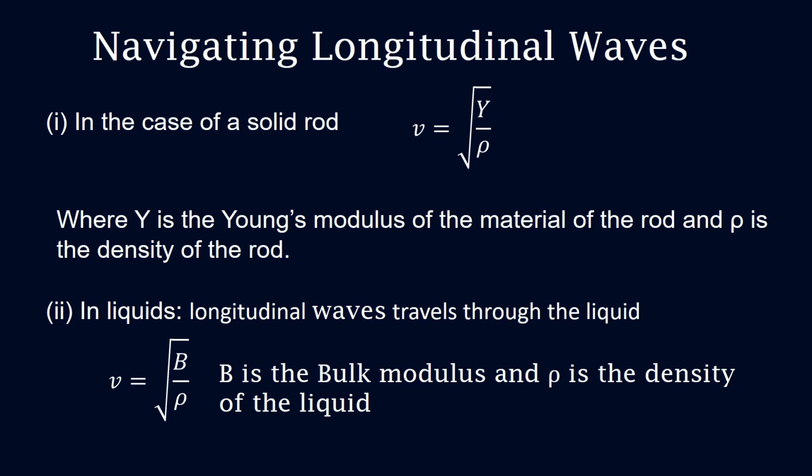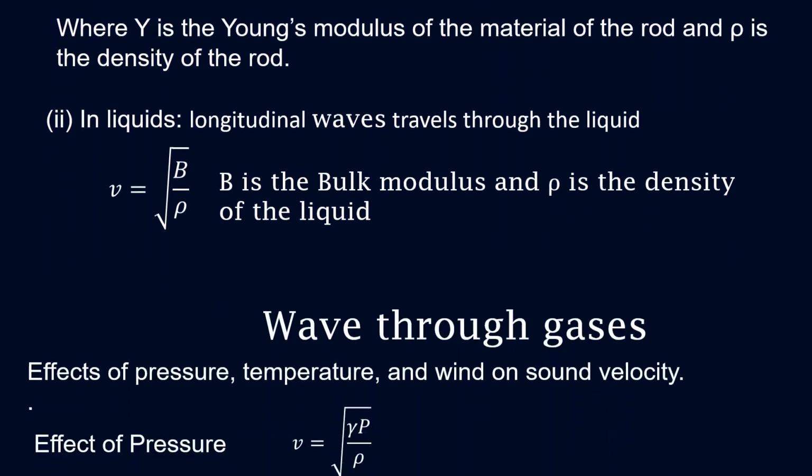Y is Young's modulus and rho is density. The velocity of a wave traveling through a liquid is given by V is equal to under root of B upon rho. B is bulk modulus and rho is density.